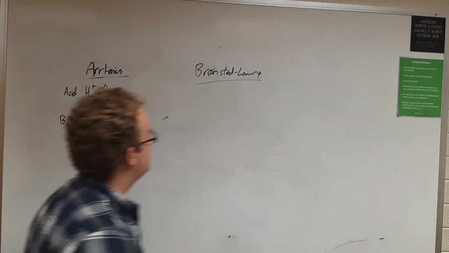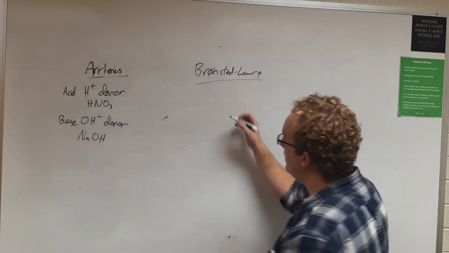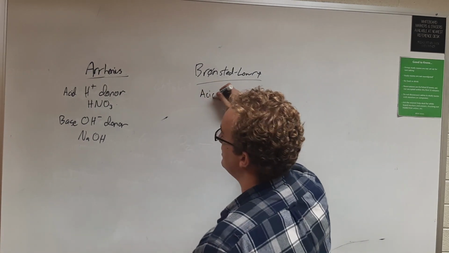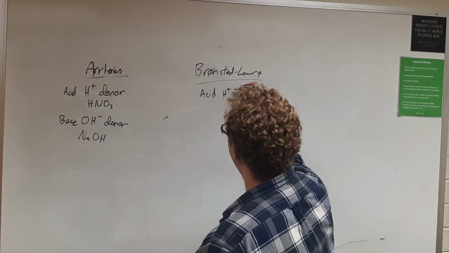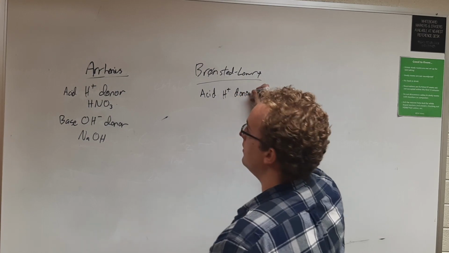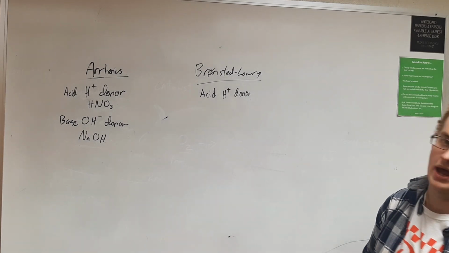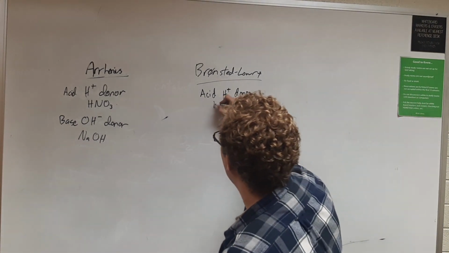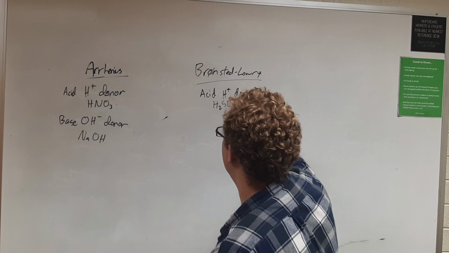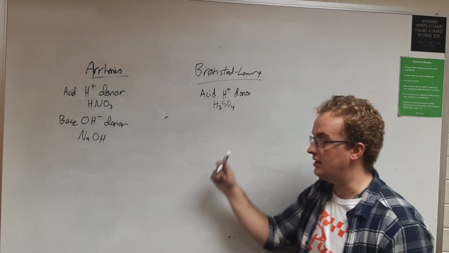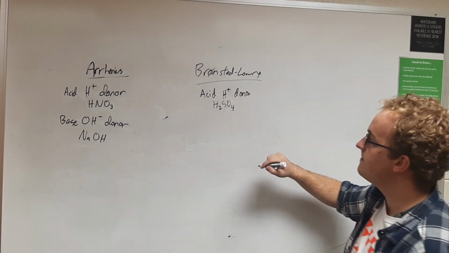Now, if we look at the Bronsted-Lowry definition, it turns out it's the same definition for an acid, actually. It's still just an H plus donor. So this is both an Arrhenius acid and a Bronsted-Lowry acid. It's just an acid all the time. Here's another example of an acid. I believe this is sulfuric acid. This is another strong acid.